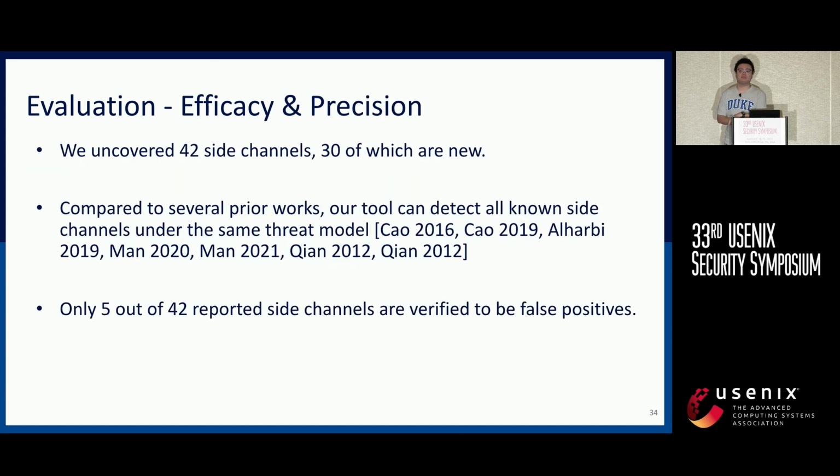We also pay attention to the efficacy and precision of our results. We have uncovered a total of 42 side channels, 30 of which appear to be new. We have also verified the proof work, and we find we can detect all non-side channels under the same star model. We also manually verified our results, and we found only 5 side channels appear to be false positives.